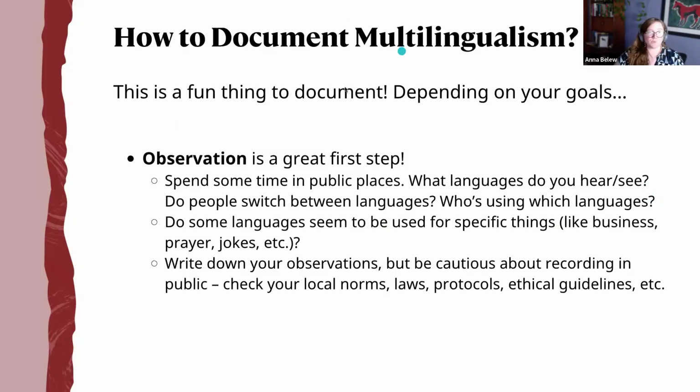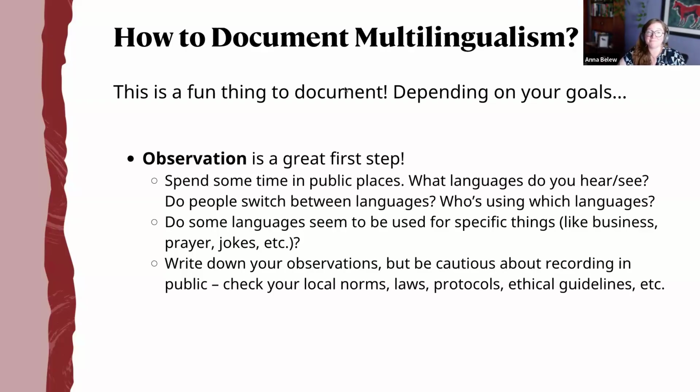So let's get into some actual concrete thoughts on how to do this kind of work, because I think that's what most of you are here for. So, how do we start out if we want to document multilingualism, right? If you want to look at patterns of languages being used in your community and how they are used, the first step I would definitely recommend always is observation. It's really hard to start doing research until you have some idea what's going on in your community.